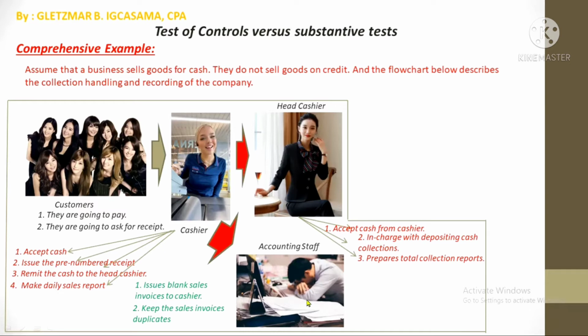But wait, do you want to know why the accounting staff here is so tired? It's because he is also the one who matches collection reports of the cashiers versus the head cashier's report versus the duplicate receipts total versus the deposit entries in the passbook.